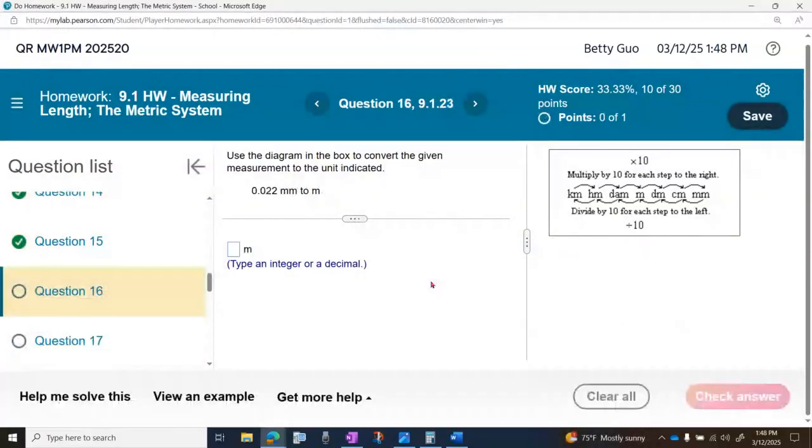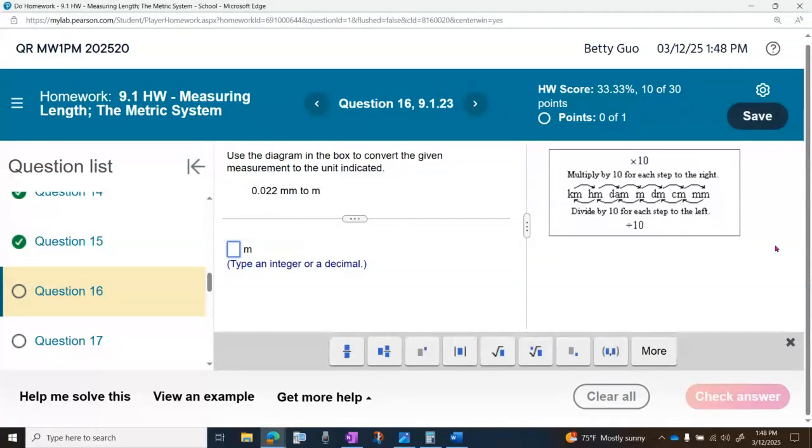Number 16. Same thing, millimeter to meter. This is millimeter, this is meter. From millimeter to meter, we do 1, 2, 3, three times to the left. Be very careful. The answer is 0.0001232.